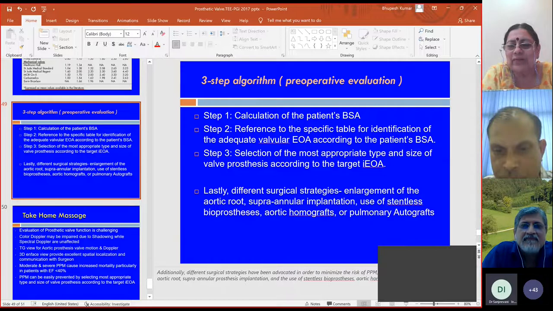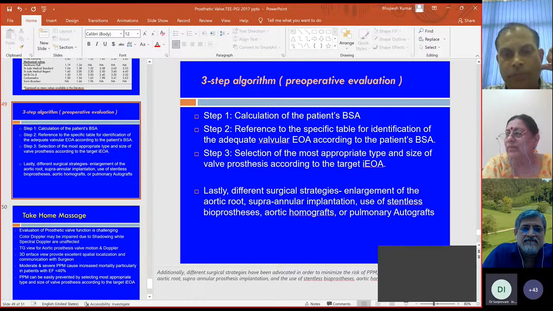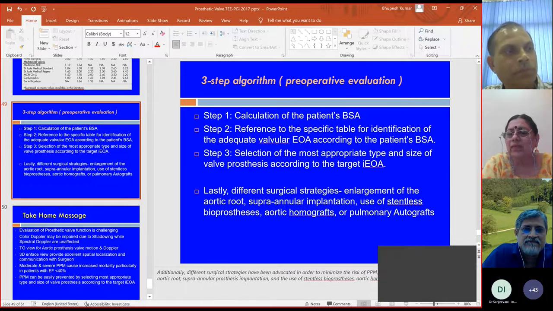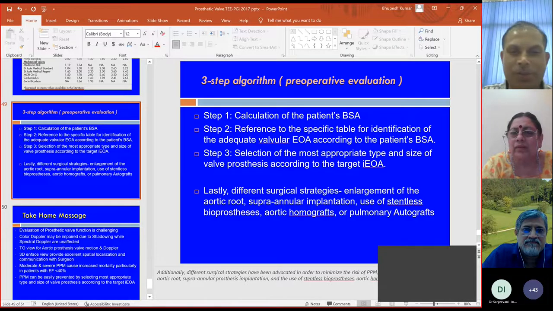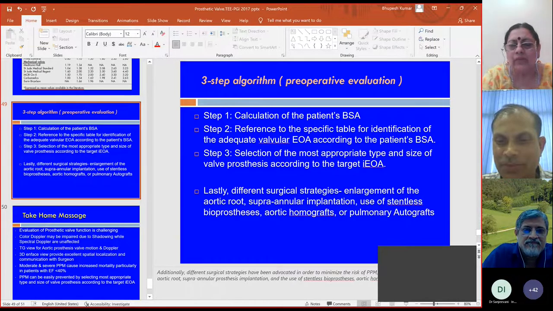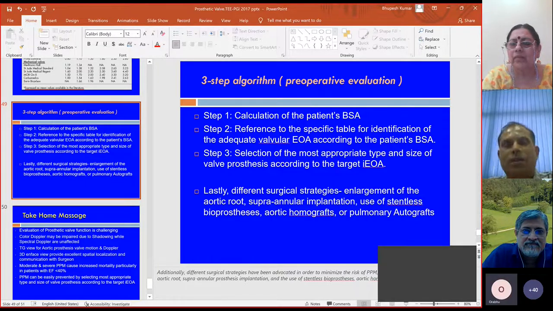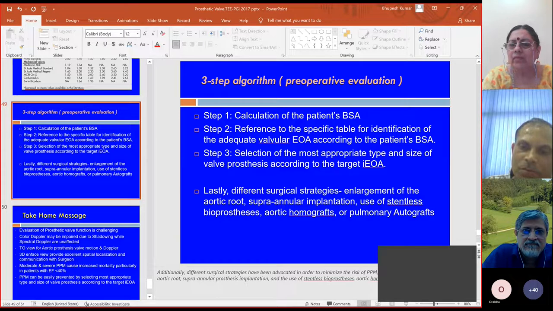Yes, madam, please. If there is a lot of calcium in the aortic valve, would you advise CT before going for surgery to know the exact annulus, since sometimes it is full of calcium? Usually it can be seen by echo. During the intraoperative period, if you suspect it, epiaortic scanning can be done.